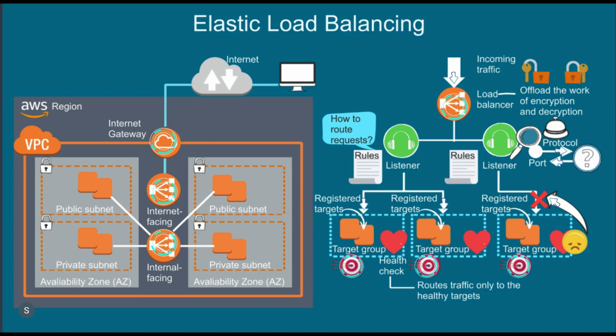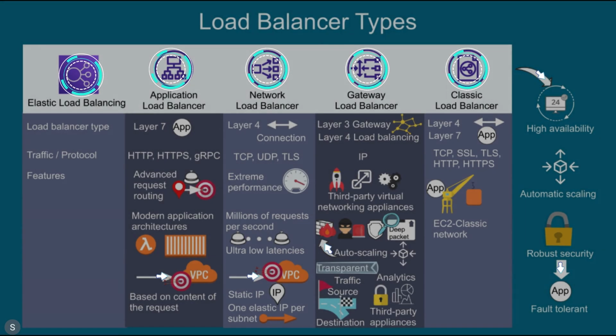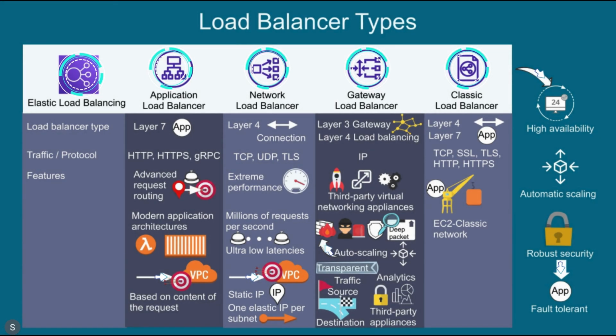ELB monitors the health of the targets and routes traffic only to the healthy targets. You can also offload the work of encryption and decryption to your load balancer so that your compute resources can focus on their main work. Elastic Load Balancing offers load balancers that all feature the high availability, automatic scaling, and robust security necessary to make your applications fault tolerant. Now, let's look at each of these load balancers.